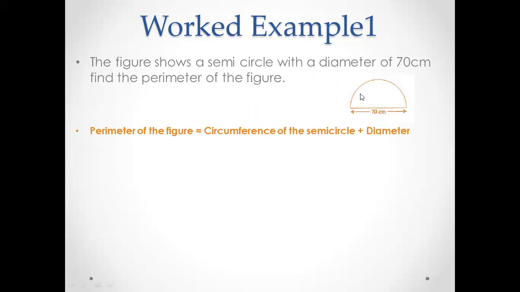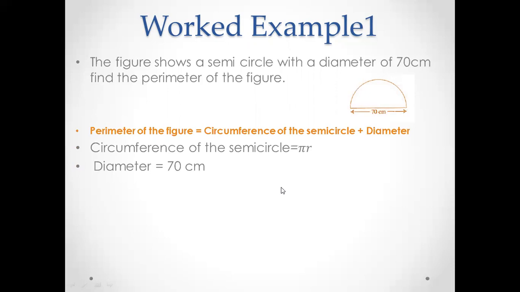To find the perimeter of this figure, we need to know the circumference of the semicircle and we have to add the diameter because this is the boundary of the figure. The formula for the semicircle circumference is pi r. Here, the diameter of the circle is 70 centimeters. We can calculate the radius by dividing the diameter by 2, so the radius of this semicircle is 35 centimeters.